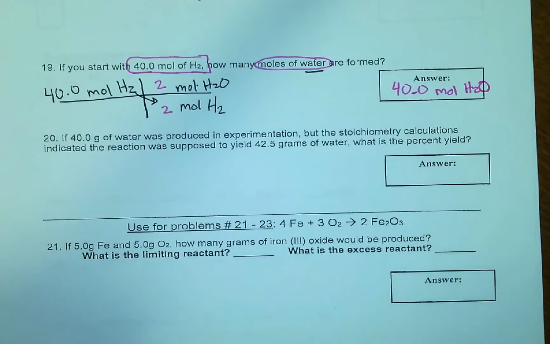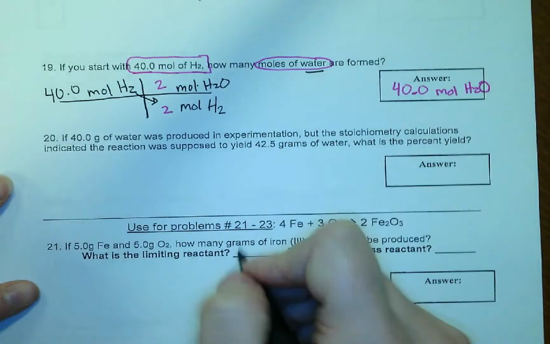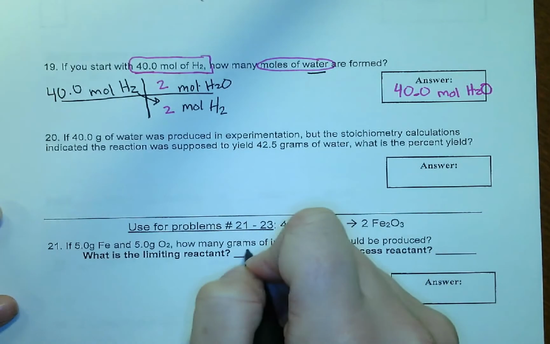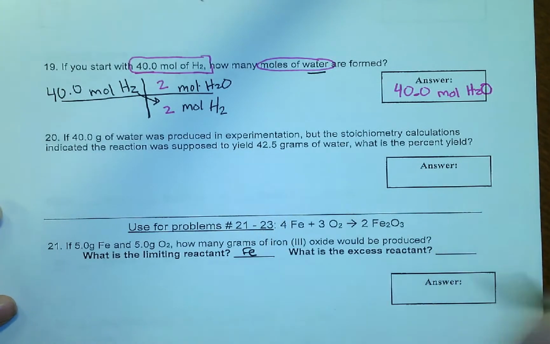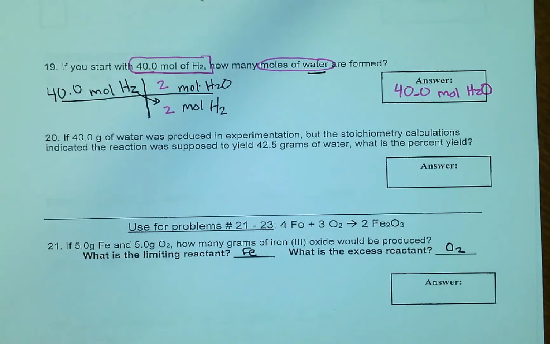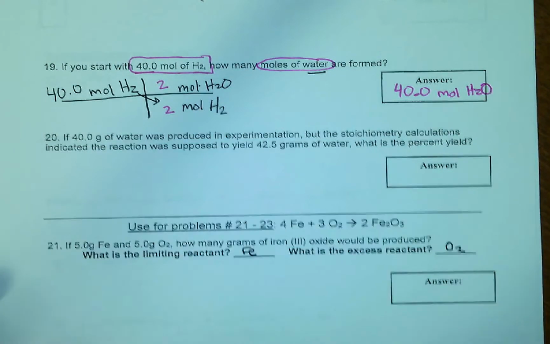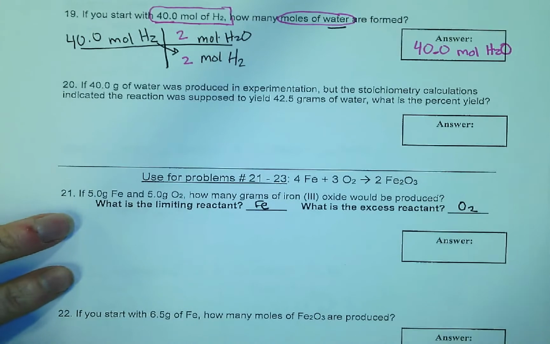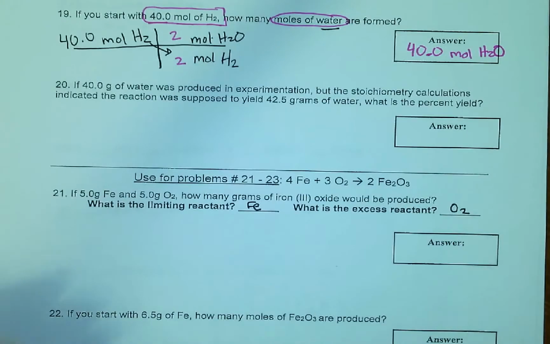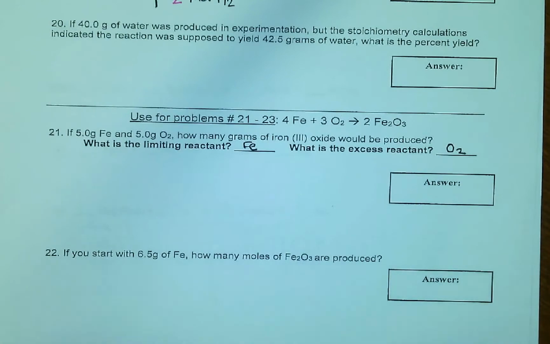Okay. For limiting reactant on number 21, I'm going to ask you to do this one on your own, but I want you to be able to check that you should get iron as your limiting reactant and oxygen as your excess reactant. So you're going to need to show both setups of your work on this one. Okay. And then number 22. Let's look at 22 together.